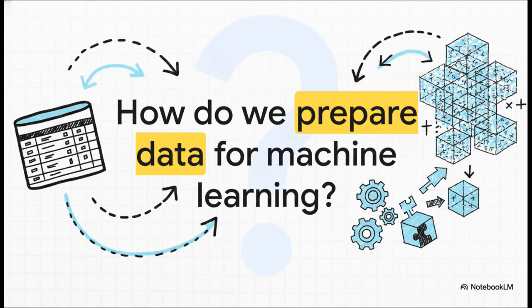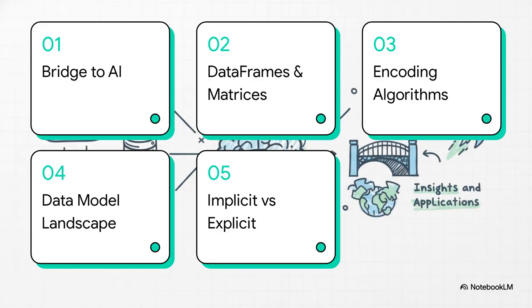How do we take that highly structured, relational business data and warp it into the pure numerical format that an algorithm absolutely demands? To answer that, here is our roadmap for today. 1. The bridge to AI. 2. Data frames and matrices. 3. Encoding for algorithms. 4. The data model landscape. And finally, 5. Implicit versus explicit schemas. Let's get right into it.